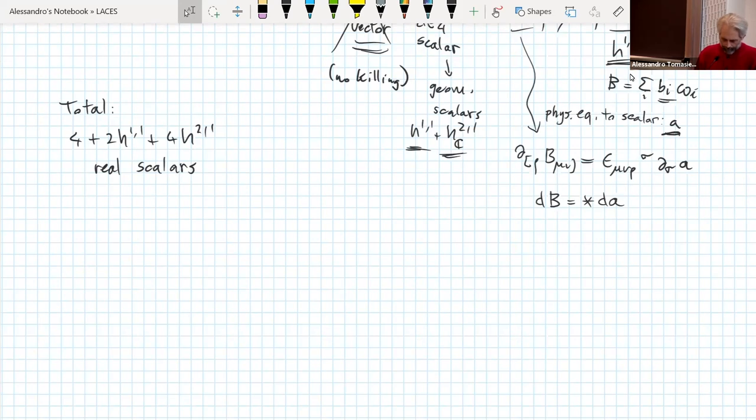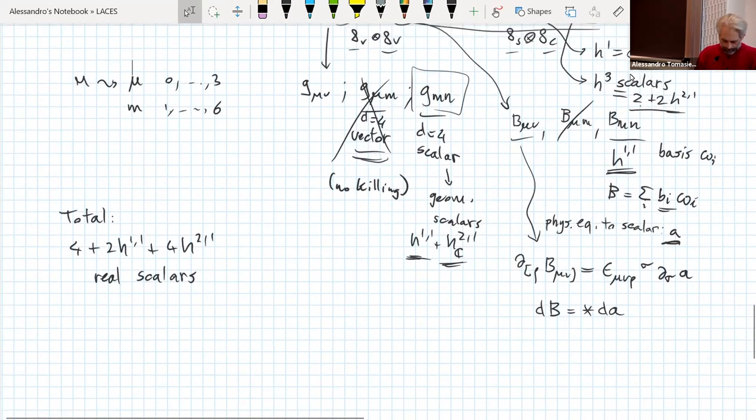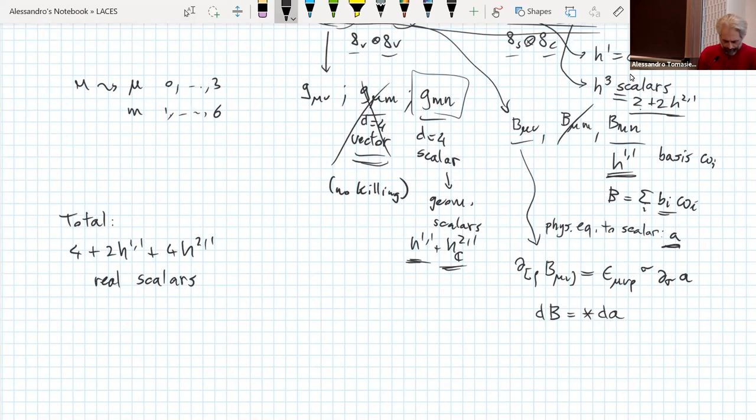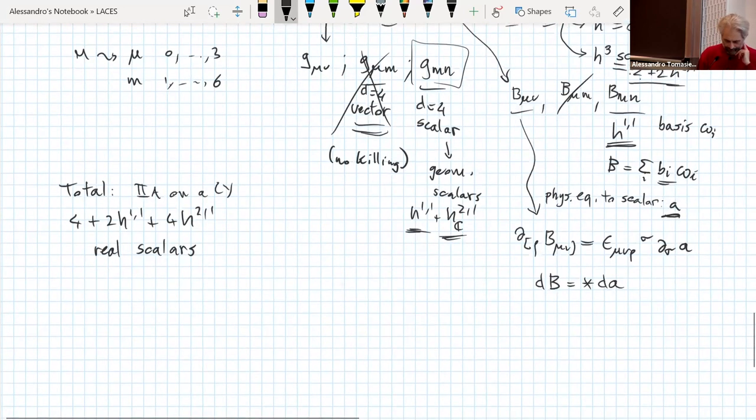Last time we counted all the scalars that arise when one compactifies type 2A, more specifically on a Calabi-Yau. This is the total number, but by way of summary, let's actually see what they are. Once again, let's collect them.